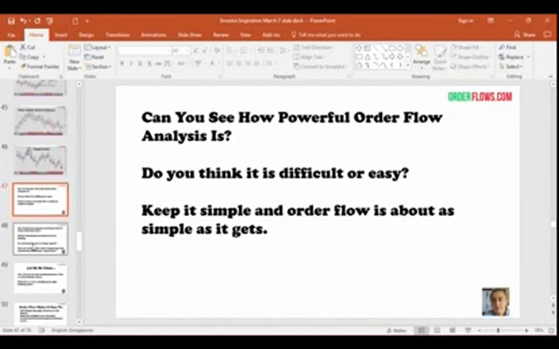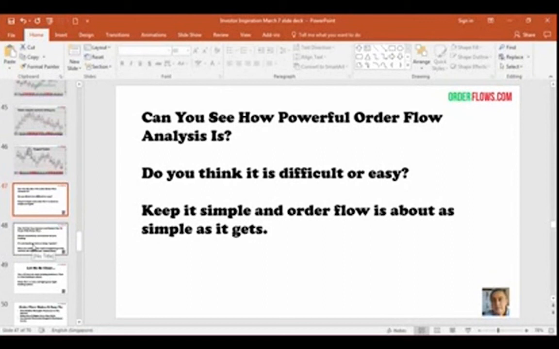So, hopefully by now you can see how powerful order flow analysis is. Is it easy or difficult? I showed you 3 basic concepts that you could build trading strategies around. You go from there. Keep it simple, right? That's what you have to do in trading. Keep it simple. Order flow is about as simple as it gets.